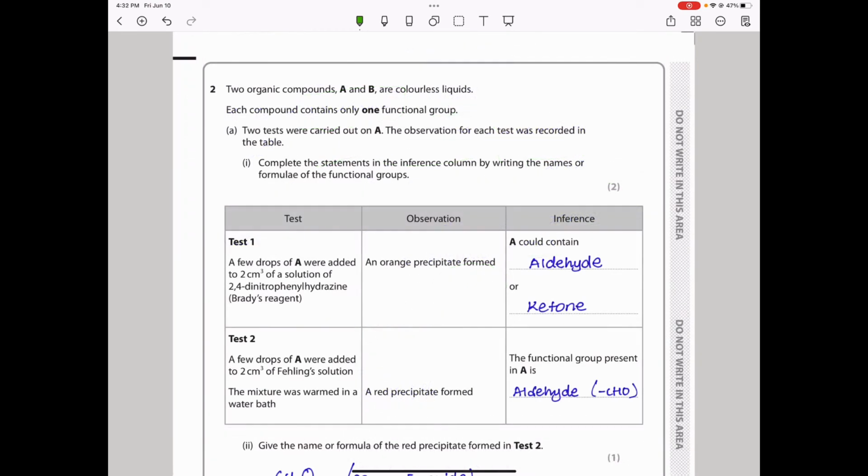Question two says, two organic compounds A and B are colorless liquid. Each compound contains only one functional group. So this is important when we see it contains only one functional group. So we have A as well as B. Two tests were carried out on A. The observation for each test was recorded in the table. Complete the statement in the inference column by writing the names or formulae of the functional groups.